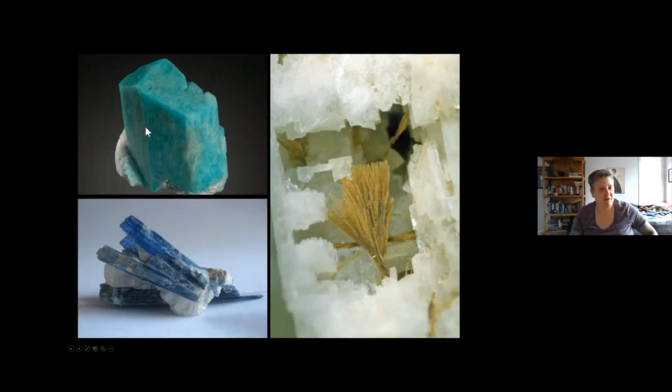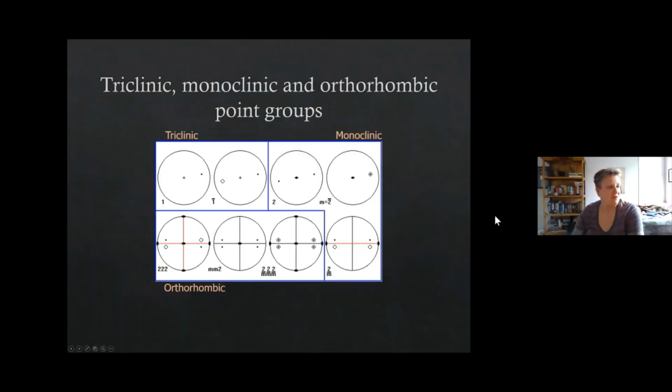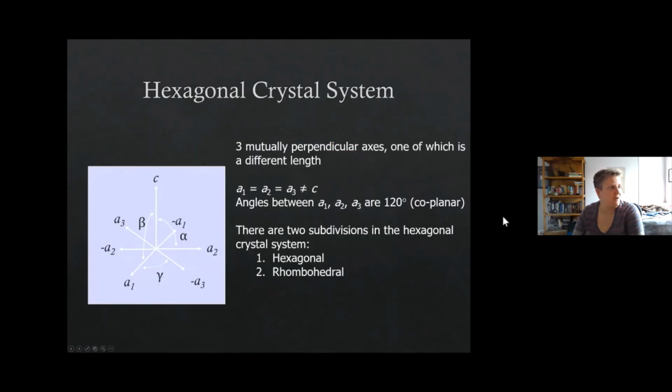So this is an amazonite here. Often they'll have a lot more faces to them that don't seem to follow any symmetry. Kyanite's another one, and this is a niobium-kletzkite group of crystals that Quentin sent me. So those are just the diagrams for the triclinic, monoclinic, and orthorhombic systems.